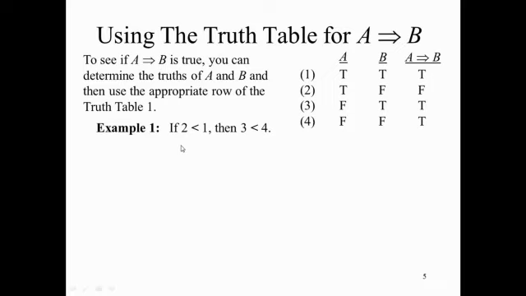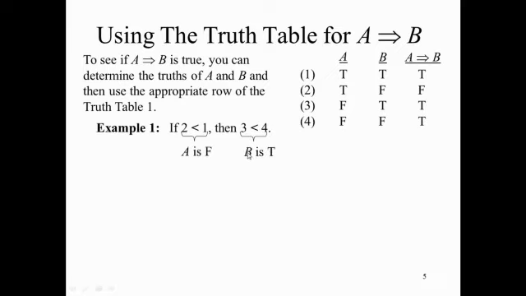Let's take an example. If 2 is less than 1, then 3 is less than 4. So again, we've got 3 statements here. The hypothesis A, which is 2 less than 1. The conclusion B, which is 3 less than 4. And the implication, if 2 is less than 1, then 3 is less than 4. Now, let's look at the statement A, and you tell me, 2 less than 1, true or false? False. How about B, 3 less than 4? True. So A is false and B is true.